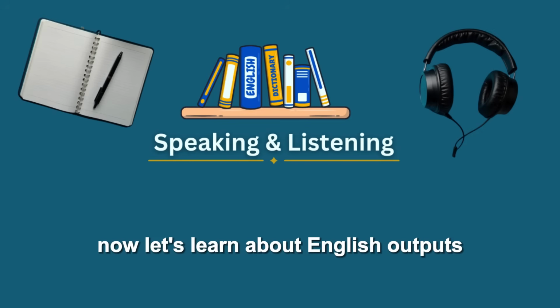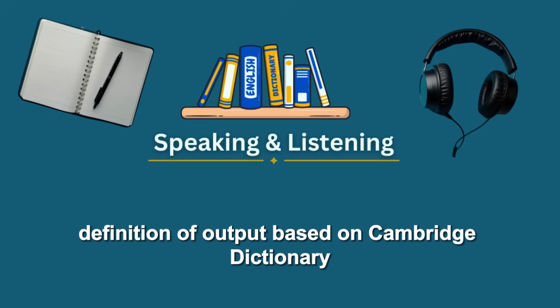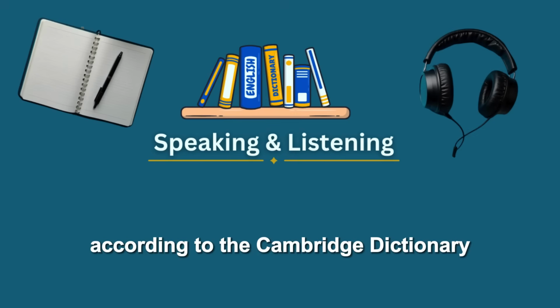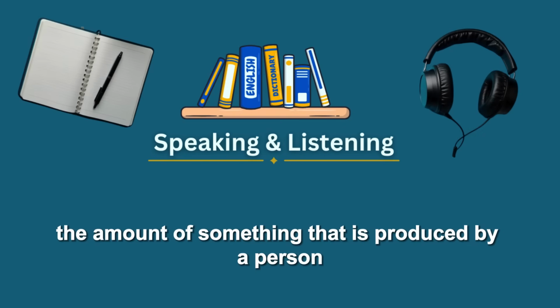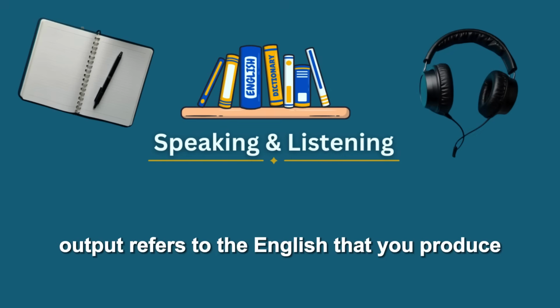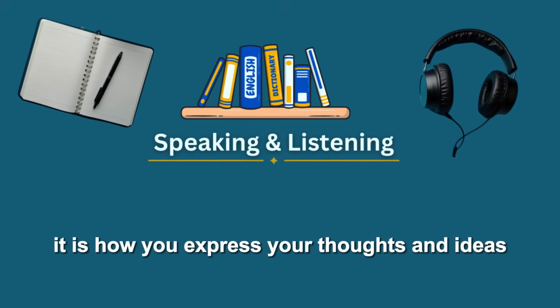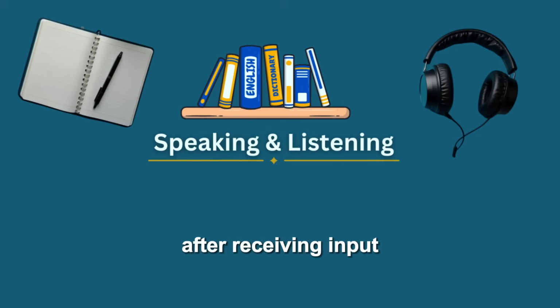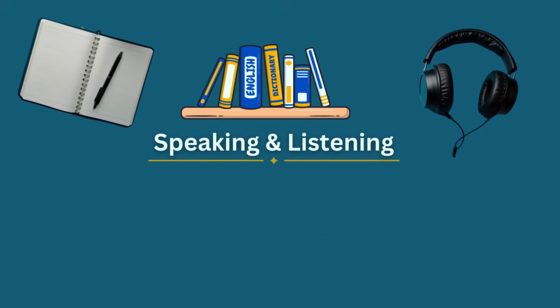Now let's learn about English outputs. Definition of output, based on Cambridge Dictionary. According to the Cambridge Dictionary, the word output means the amount of something that is produced by a person, machine, or system. In language learning, output refers to the English that you produce, mainly through speaking and writing. It is how you express your thoughts and ideas after receiving input. Without output, you might understand English but struggle to communicate effectively.